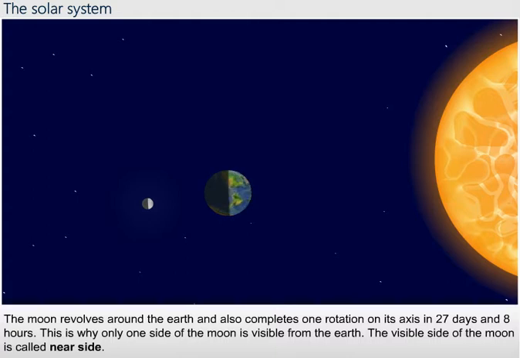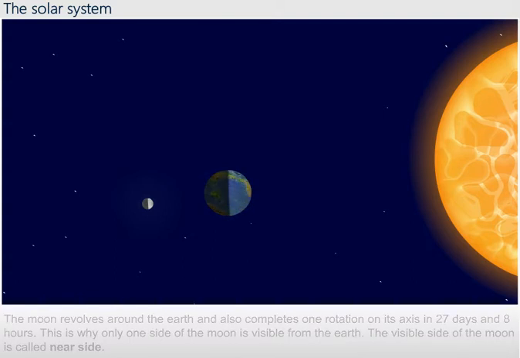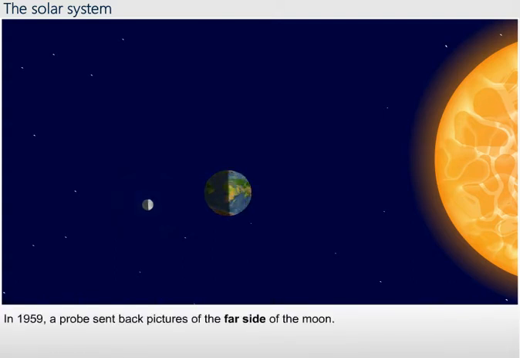The Moon revolves around the Earth and also completes one rotation on its axis in 27 days and 8 hours. This is why only one side of the Moon is visible from the Earth. The visible side of the Moon is called the near side. In 1959, a probe sent back pictures of the far side of the Moon.